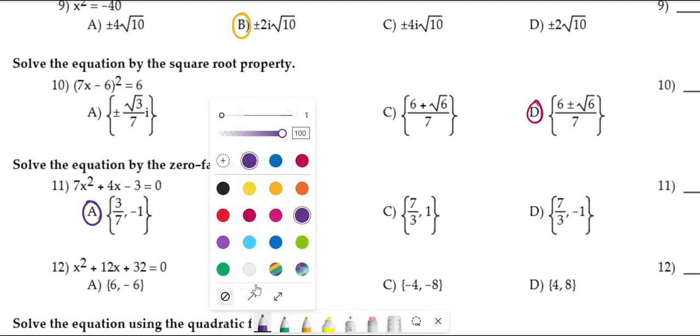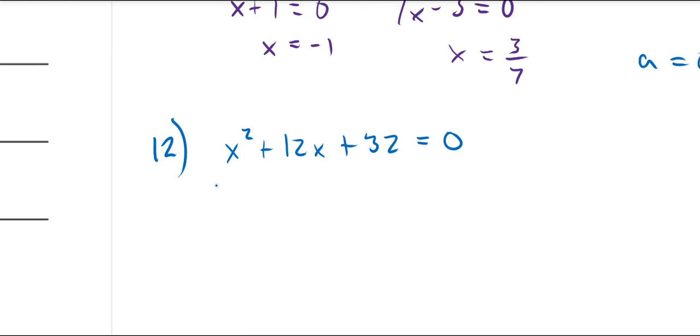Okay, let's see how you did. Number 12 is a monic polynomial, so we really don't have to worry about multiplying a by c. We don't have to worry about what factors are going to go in front here. We can just take this to be x and x if it factors over the integers at all.